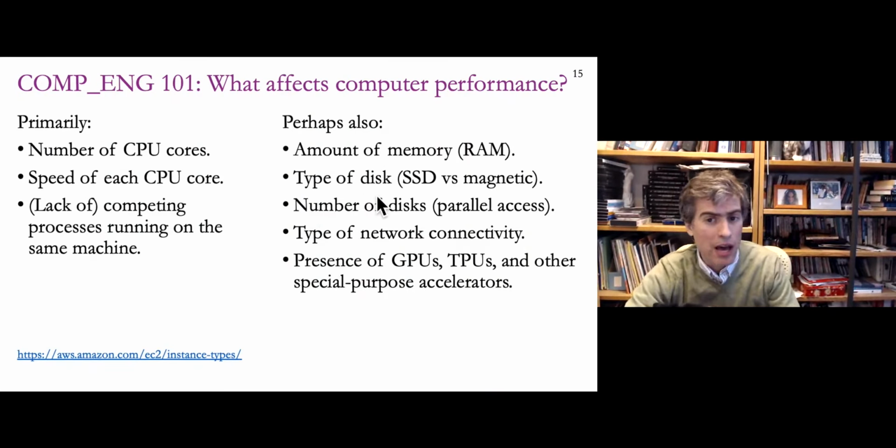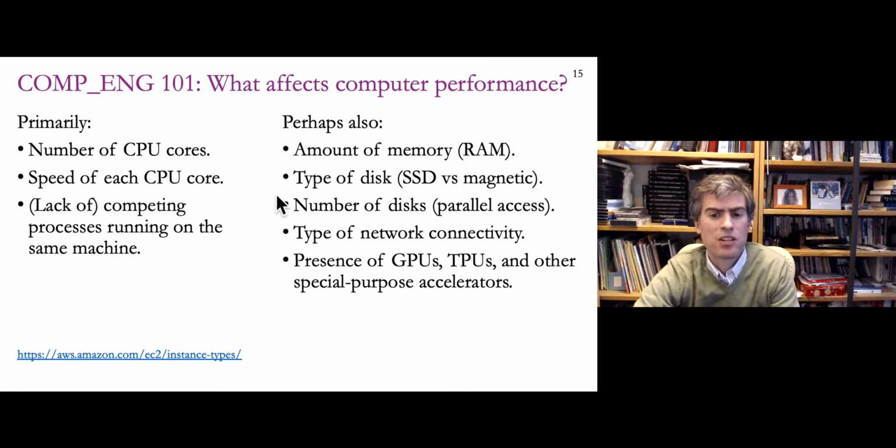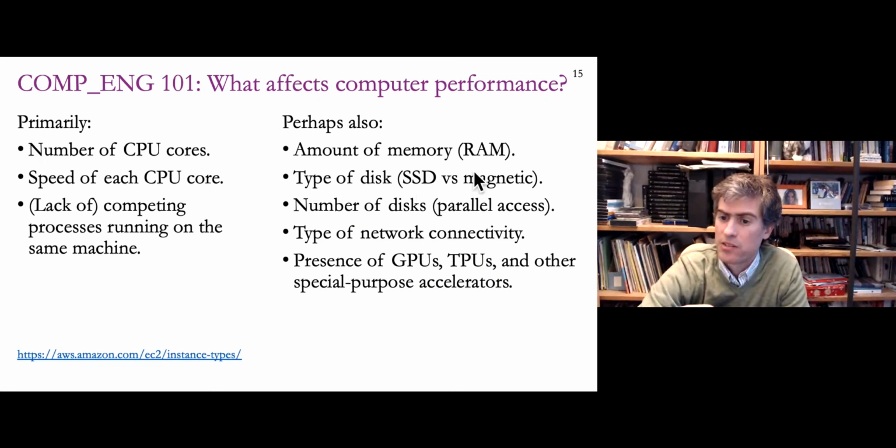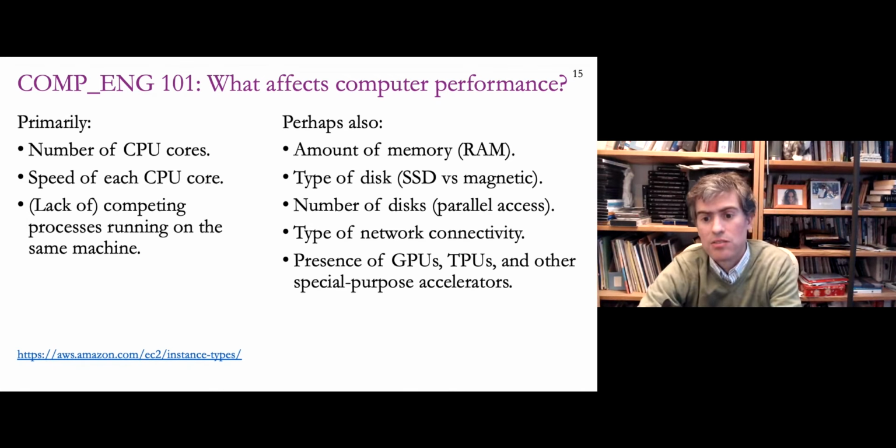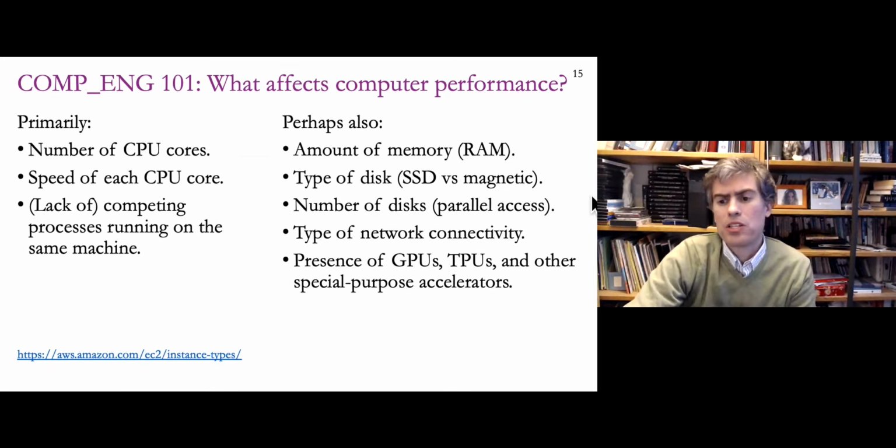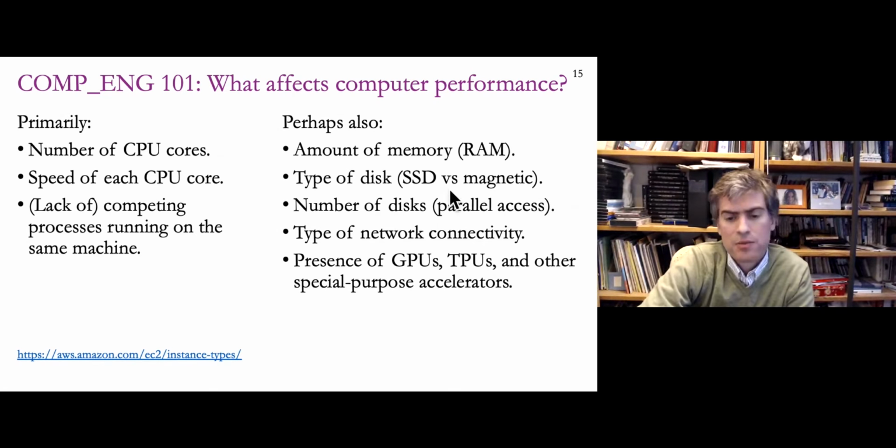The type of disk that you have on your machine affects computer performance. This actually could be pretty significant if your program does a lot of disk access, like it loads a lot of data from files. Some disks are faster than others, like solid state disks are faster than those spinning magnetic disks, but the capacity is less. There also are different kinds of solid state drives, like the NVMe ones, the PCI Express connected drives, which are faster than the serial ATA drives. But again, that only is relevant if your program is doing a lot of disk access.